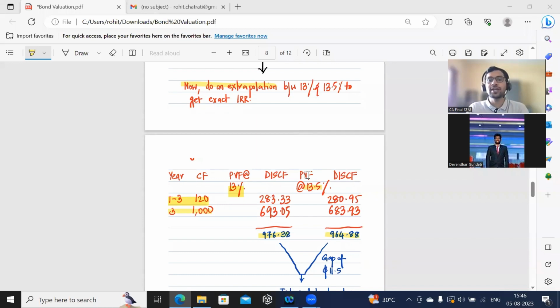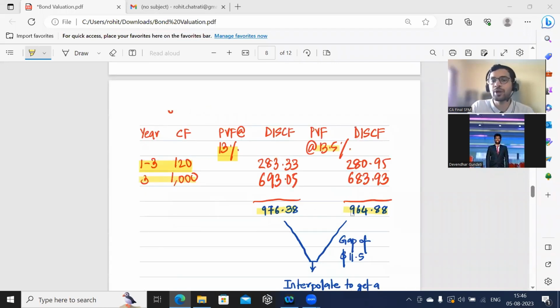Now, if you carefully look at it, there is a gap of $11.5 between these two values. When the discount rate increased by 0.5 percentage, the gap between the discounted cash flows increased by $11.5. All right, I want this number to be 970, which means the gap I want is only 6.38.